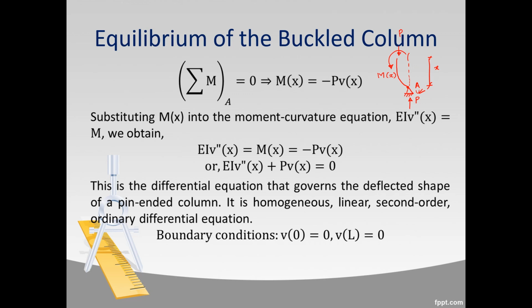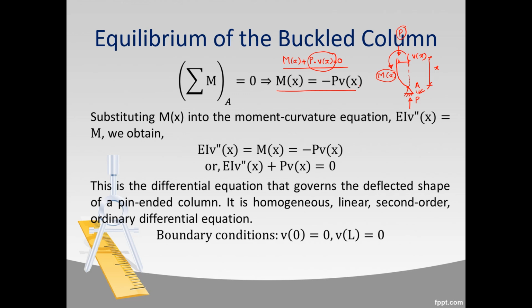If the horizontal deflection of this point at a distance x is Vx, then the moment due to this force P and the moment Mx are both acting in the anticlockwise direction. So what we can write is Mx plus P times Vx equals to 0. And if we take this term to the right hand side, then we get Mx equals to minus P into Vx.